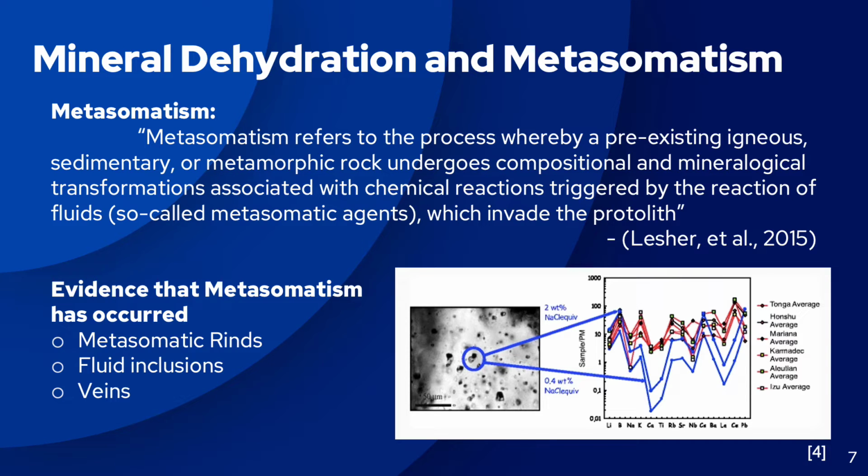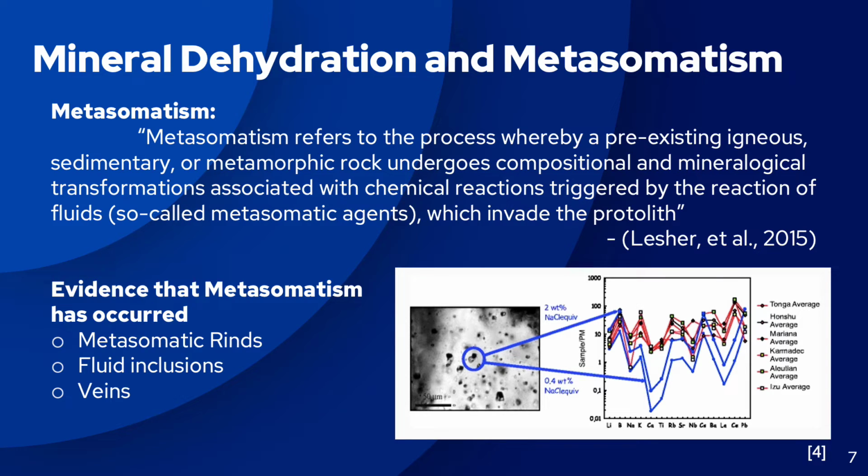Metasomatism is most widely accepted as the explanation for the production of volcanic arc magmatism via these H2O fluids emanating from the subducting slab. These processes vary in location along the slab-mantle boundary depending on the thermal regime of the slab as well as the subduction angle. Evidence of metasomatism includes metasomatic rinds, the existence of fluid inclusions, and veins.